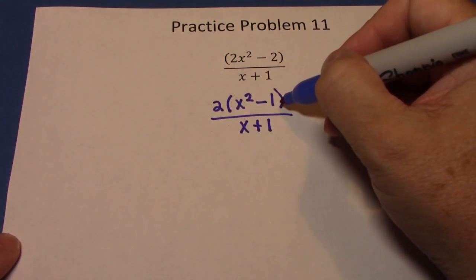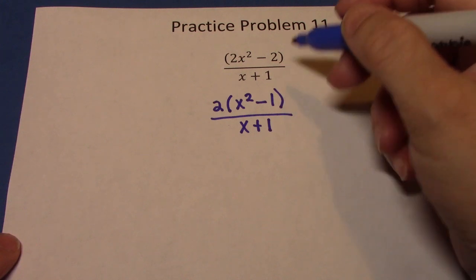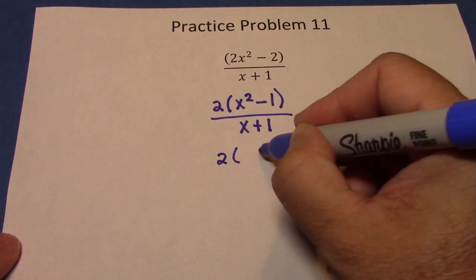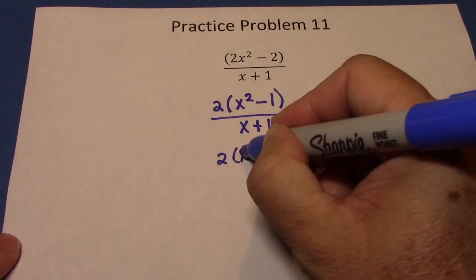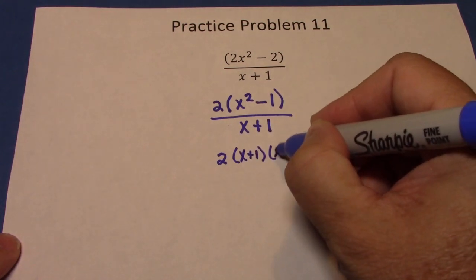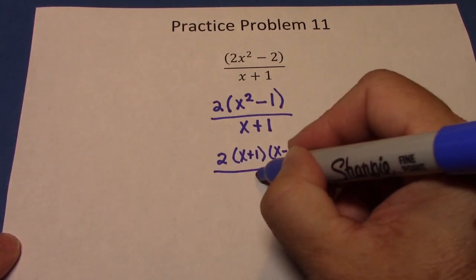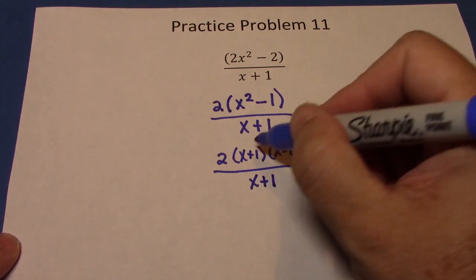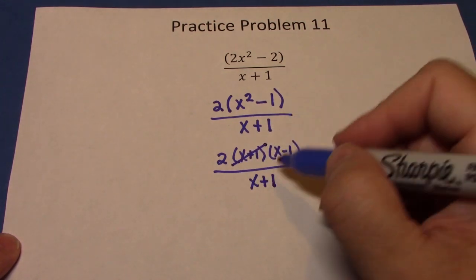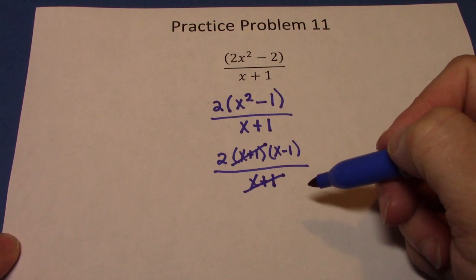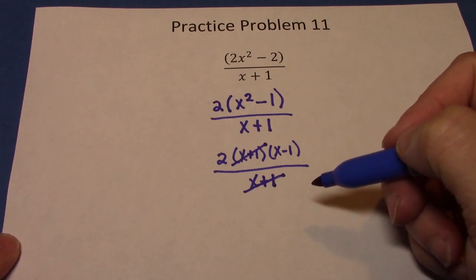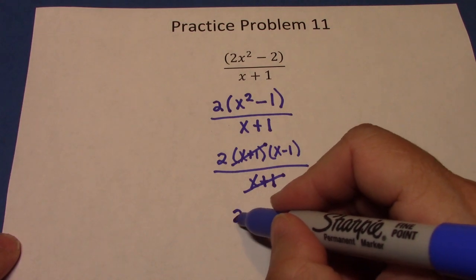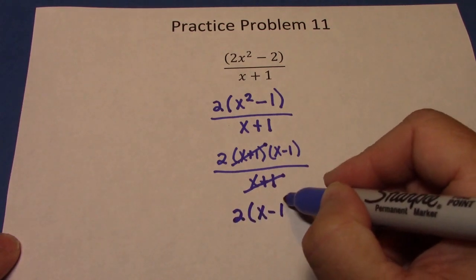If you'll notice, this is a difference between perfect squares, and so we can factor that pretty easily. That's going to be x plus 1 and x minus 1. Now we have x plus 1 as a factor of the top and x plus 1 as a factor of the bottom. So we can factor them out, cancel them out, and we are left with 2 times x minus 1.